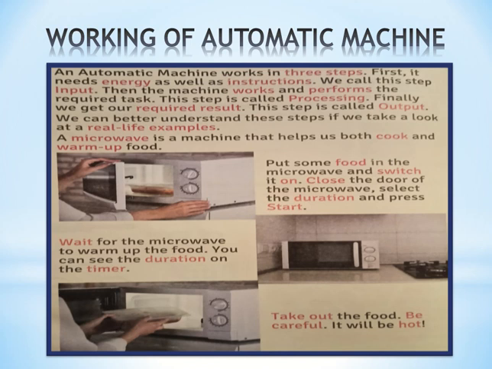Okay, this is the way how we cook our food or warm up our food. First step is the input, when we put our food inside the microwave and we give it all the instructions, for example timer and how much time we want to use it for cooking. The next step is the processing, in which we wait to warm up or cook the food. The next one is the taking out of the food, that is the output.